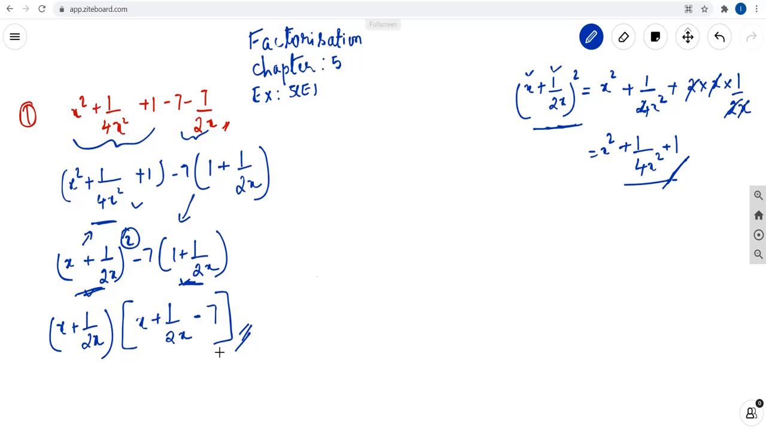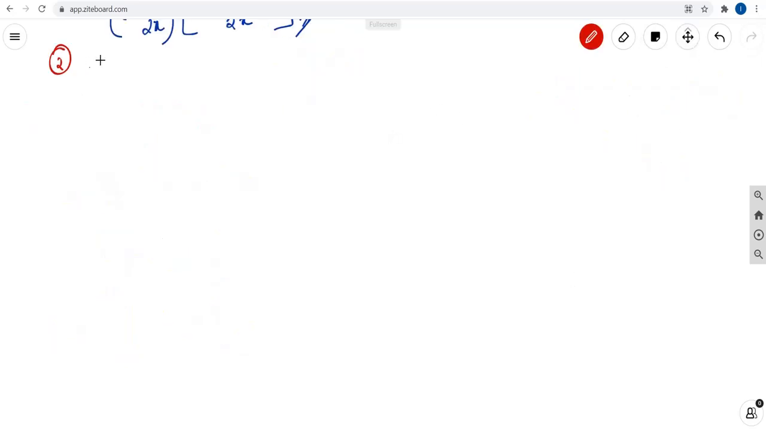I hope you have understood. So we'll go for the next problem. The problem is given as 9a square plus 1 by 9a square minus 2, minus 12a plus 4 by 3a.